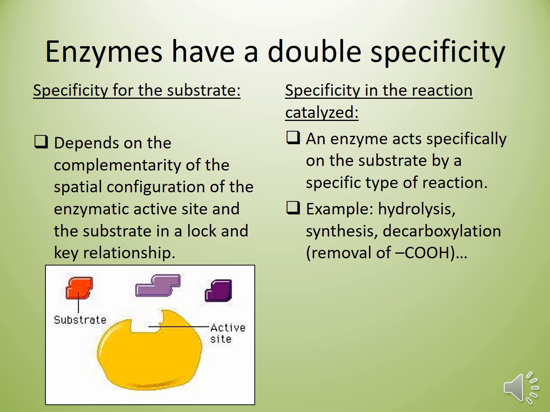The other type of specificity is the specificity in the reaction catalyzed. An enzyme acts specifically on the substrate by a specific type of reaction. Examples of these reactions could be hydrolysis, synthesis, carboxylation reactions, etc.